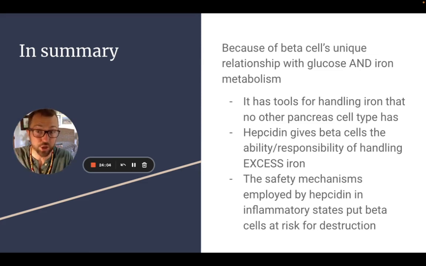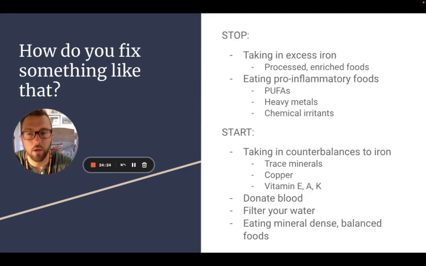Those states of inflammation where hepcidin does what it needs to decrease that inflammatory response. But that safety mechanism employed by hepcidin in an inflammatory state also puts beta cells at risk for destruction. Ergo, diabetes. So, wow. When I was reading this, it all clicked so easily, right? So take a second to let that come in.